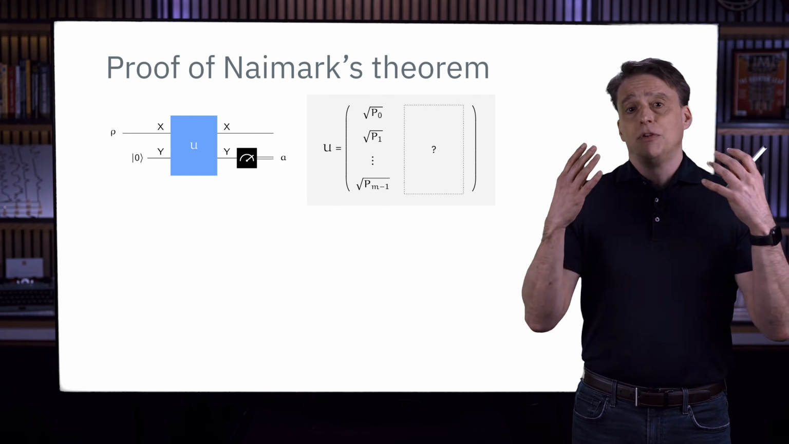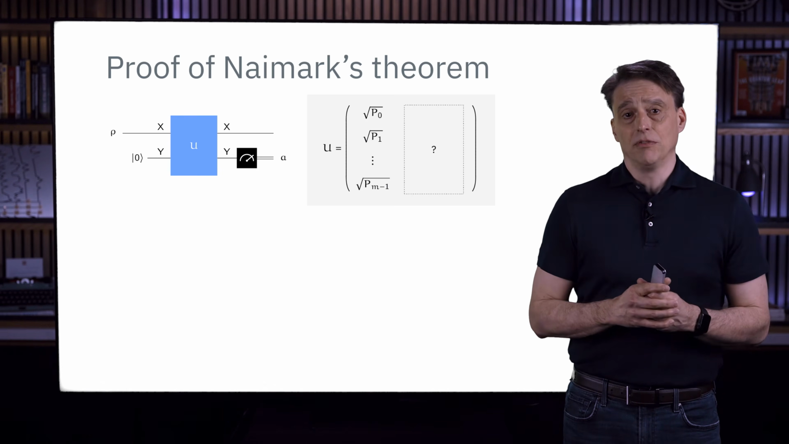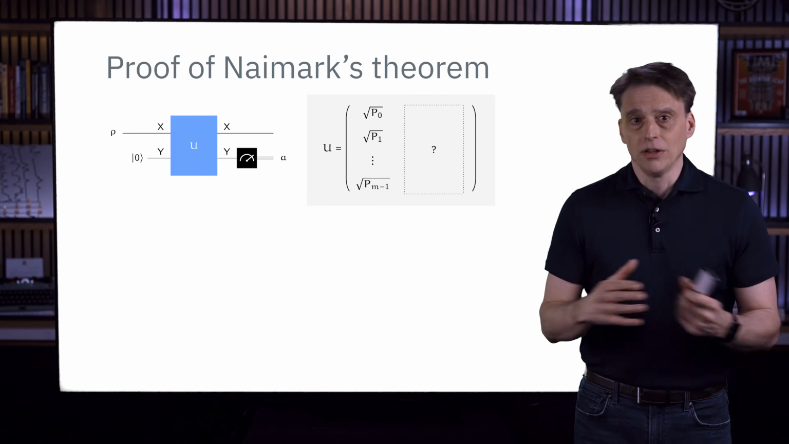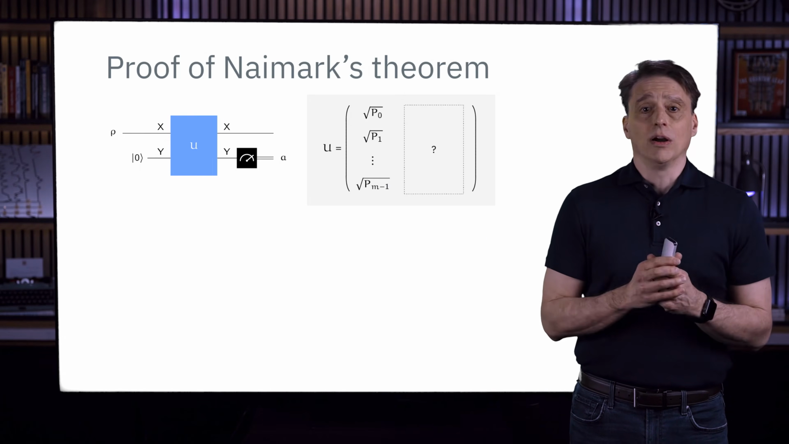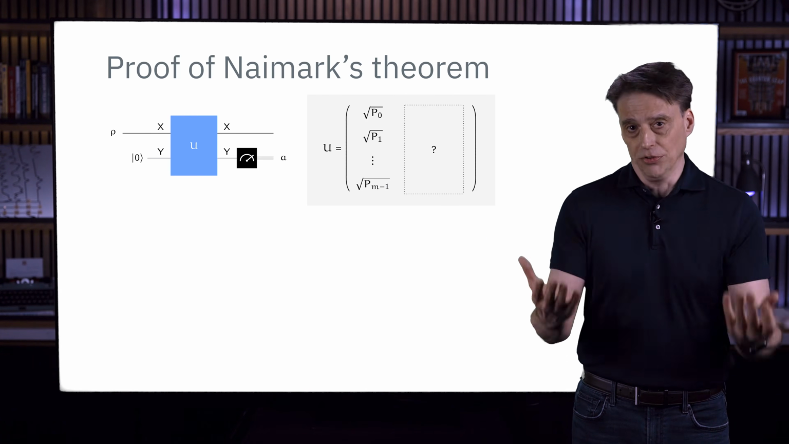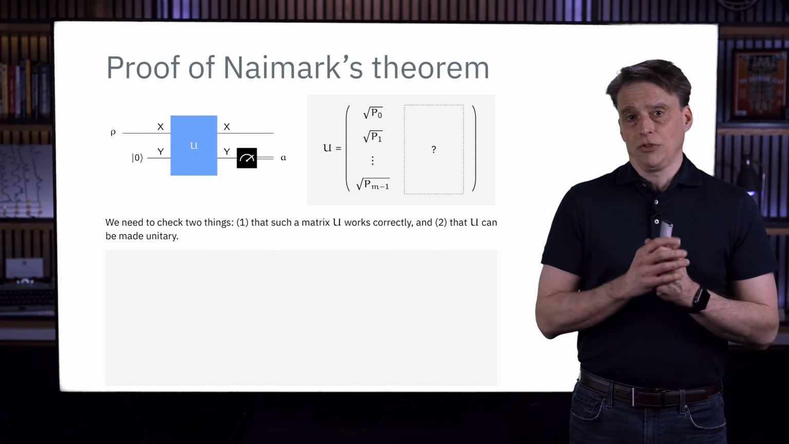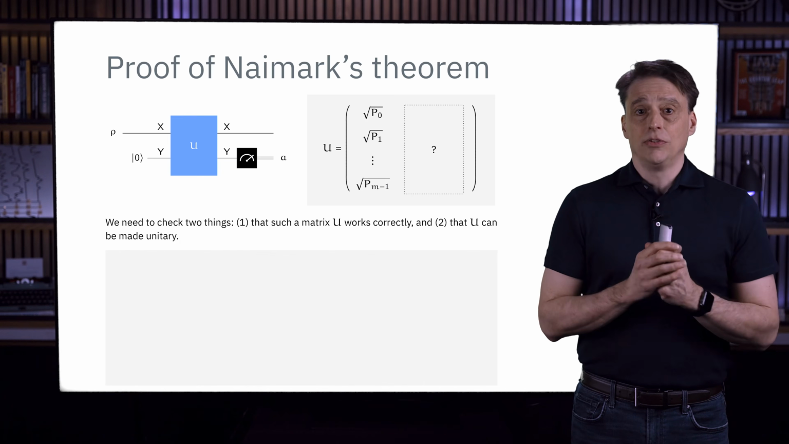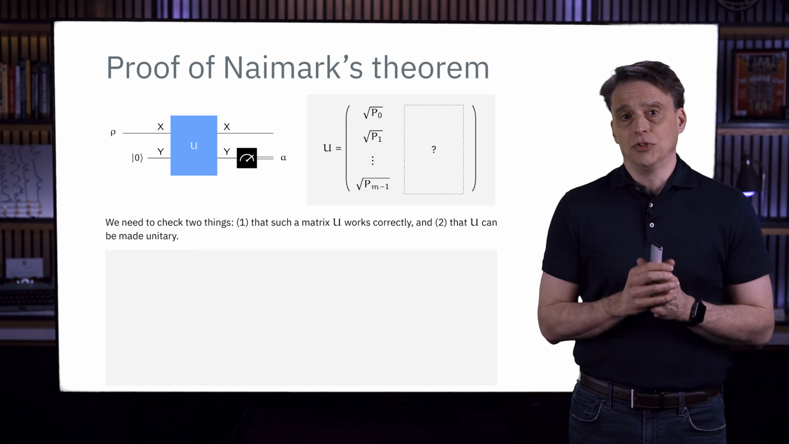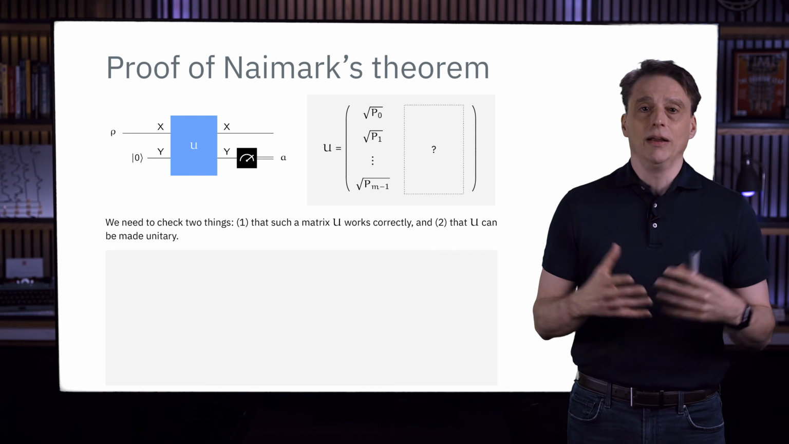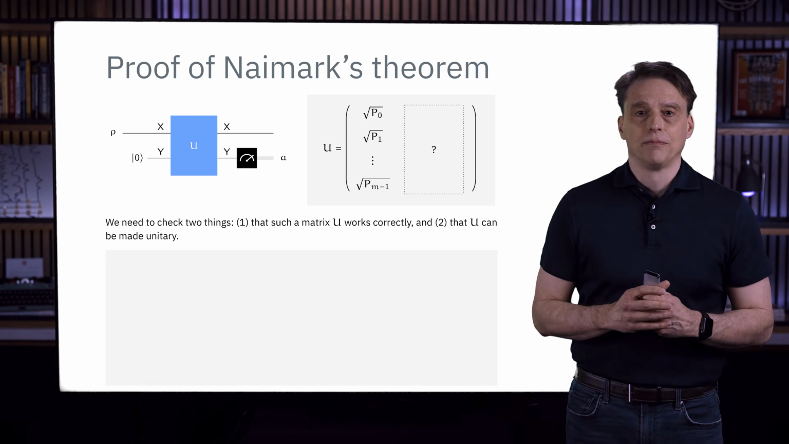And by the way, if you're noticing a resemblance to the connection between Kraus and Stinespring representations of channels, that's not coincidental. And in fact, what we have here is essentially a special case of that, where our Kraus matrices all happen to be positive semi-definite. So there are two things we need to check. The first is that this choice of U actually works, and the second is that it's possible to choose the unspecified columns in a way that makes U unitary. So let's start with the first one.